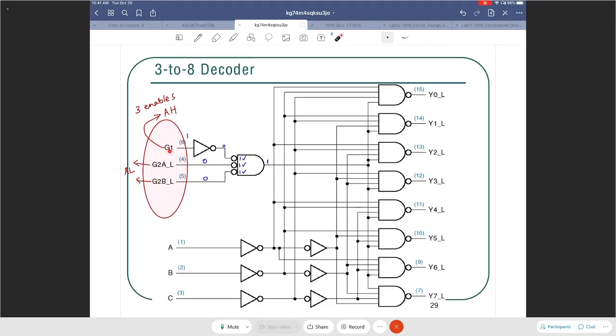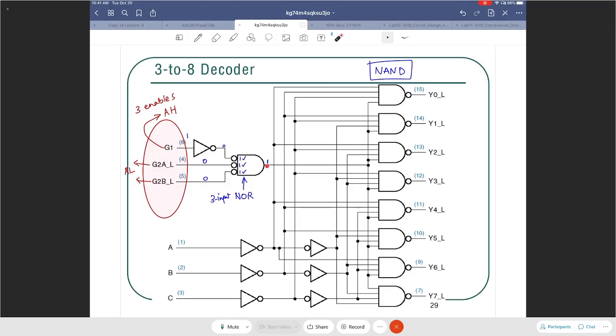Now, clearly, if any one of these enable inputs is inactive, then one of the inputs to the 8 NAND gates would be, that's a NAND. Oh, yeah, this is a NOR, yes. This is a 3 input NOR. All right, so that's as far as the enables are concerned.